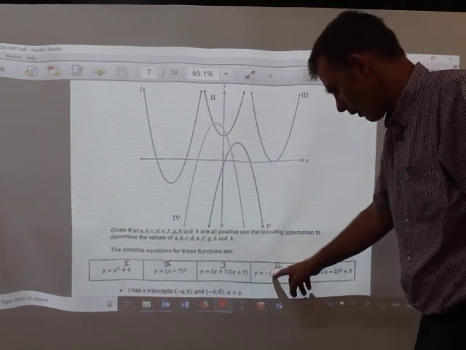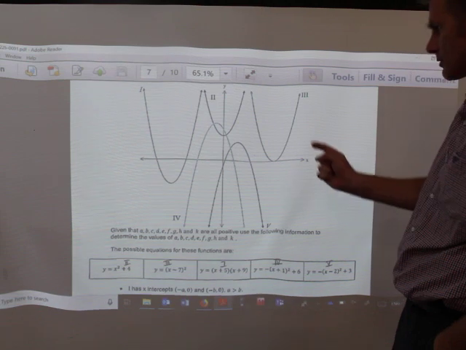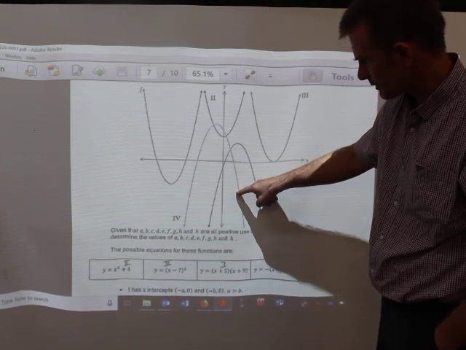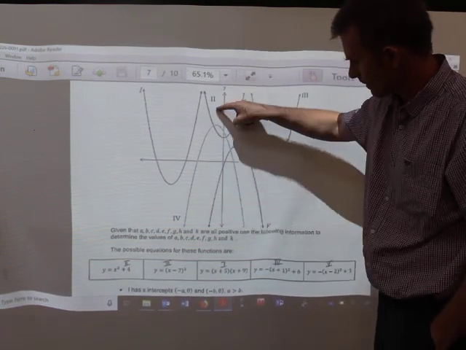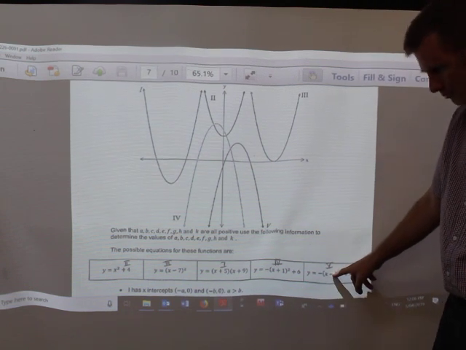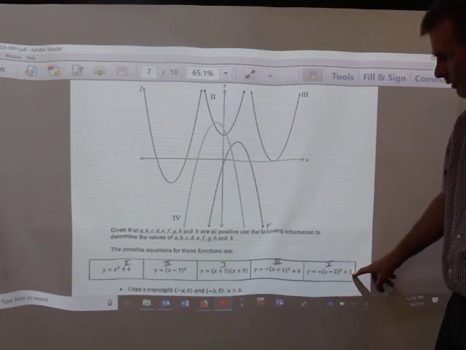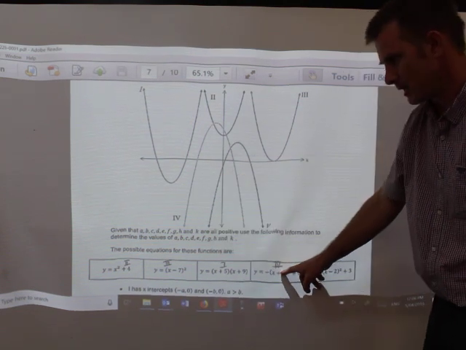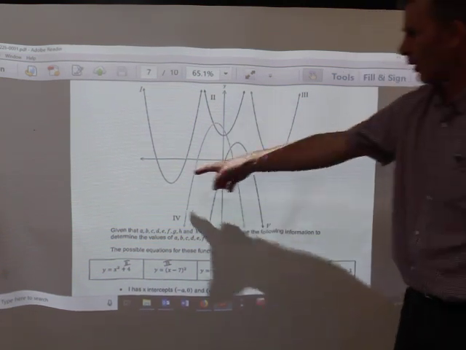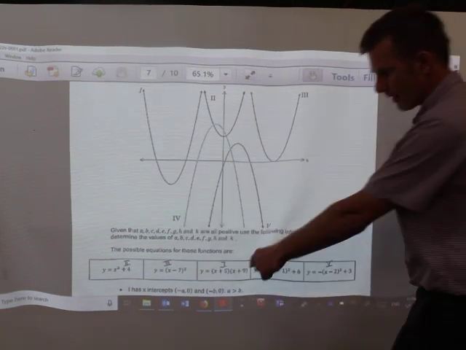This has got a +1 in here, so it's moved 1 unit to the left. Well, that kind of fits this one, doesn't it? Line of symmetry would be about here. This one's a +2 moved to the right, so that kind of fits this one. So I reckon 5's over here, and I reckon 4 is here. Now, of course, that only leaves 1, which is this guy over here. Let's just check him out.